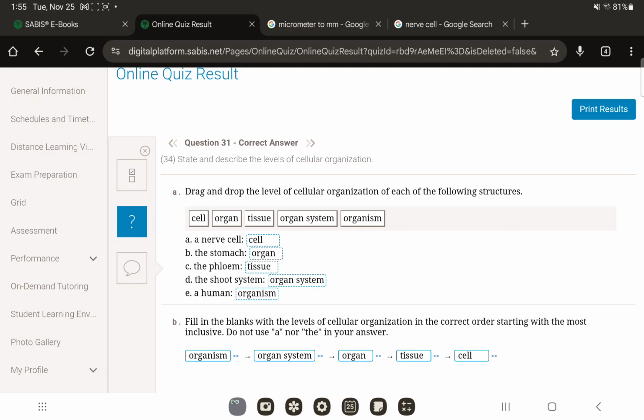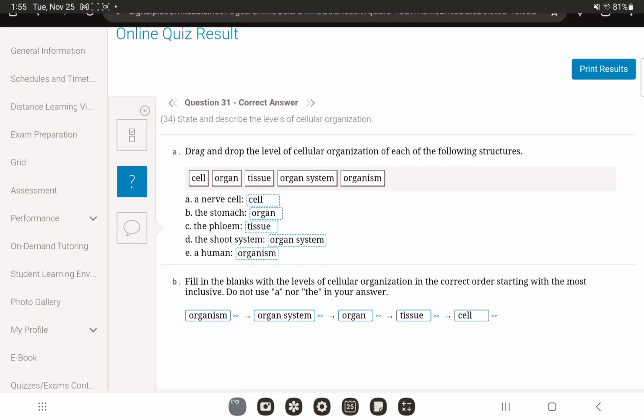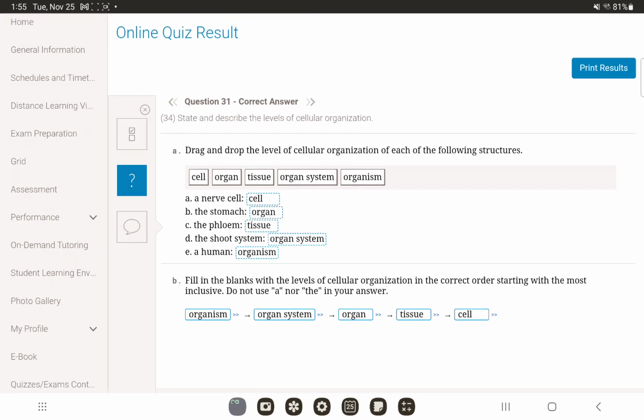I personally googled that one. I don't remember reading that in the book, but apparently the phloem is a tissue. The shoot system is an organ system, and a human is obviously an organism. And then the others are also easy. So like nerve cell and stomach, pretty obvious.